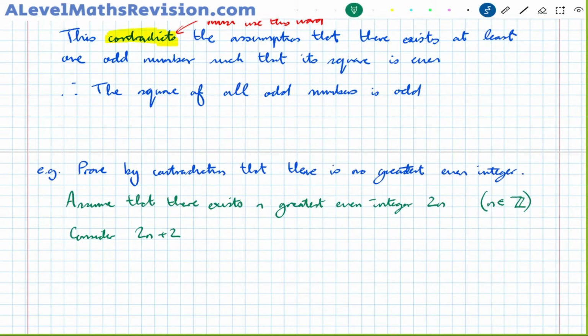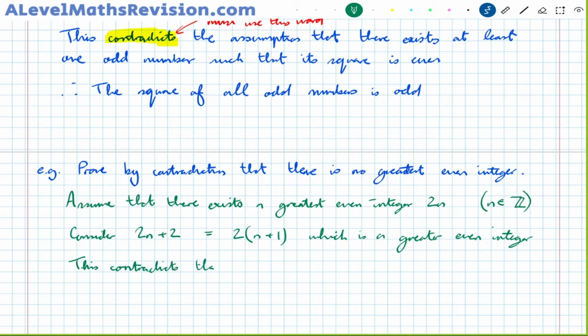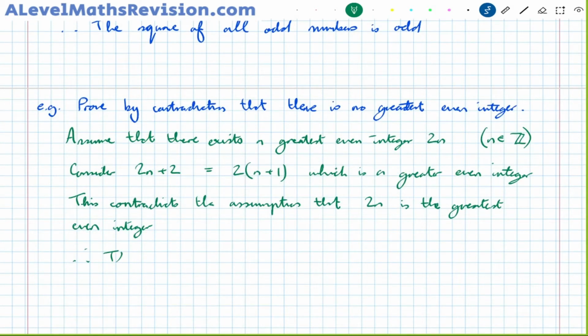Consider 2n plus 2, which is equal to 2 lots of n plus 1, which is a greater even integer. This contradicts the assumption that 2n is the greatest even integer, therefore there does not exist, or rather there is no greatest even integer. Done.